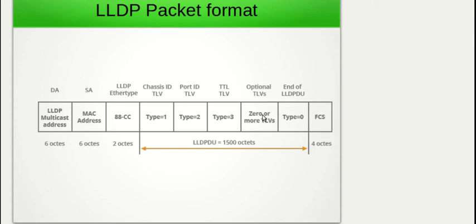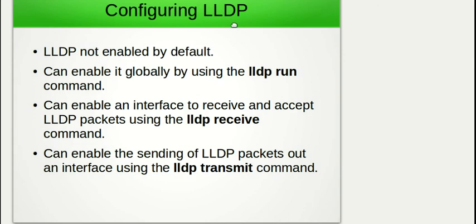So configuring LLDP. By default, LLDP is not enabled on Cisco devices. By default, CDP is. If we want to enable LLDP, we would have to disable CDP and enable LLDP globally by using the LLDP run command. We can also enable LLDP on specific interfaces, but that is different to how we enable CDP. You remember that with CDP, we can just use the CDP enable command to enable CDP on the interface.